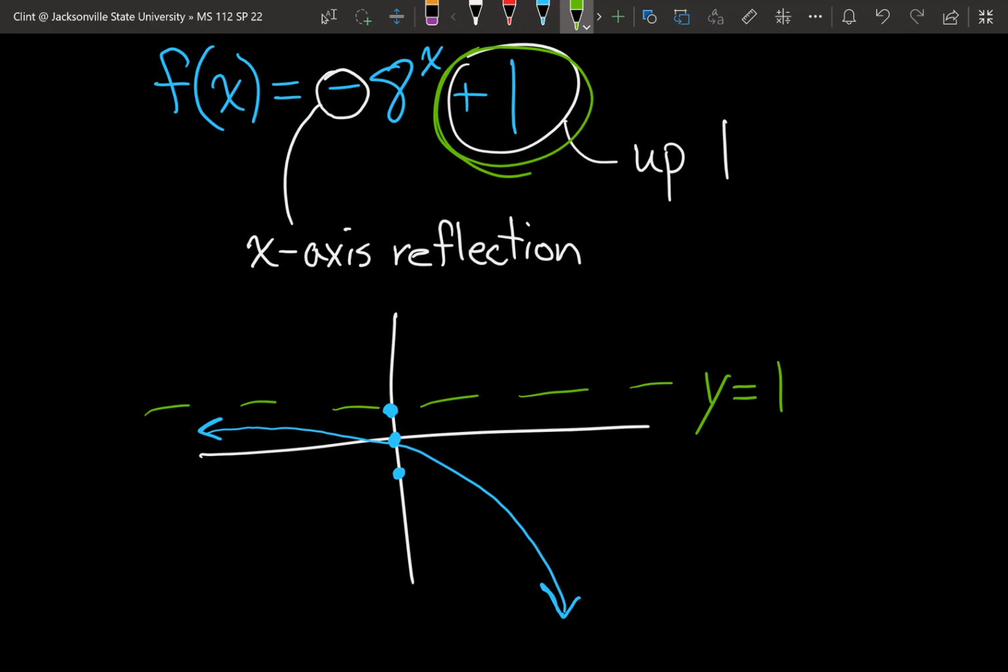So this graph would have started off looking like this, small on the left, big on the right. Then we reflect it over the x-axis, so it turns it upside down. And then we've shifted up by 1 unit, so we got to move up a little bit.